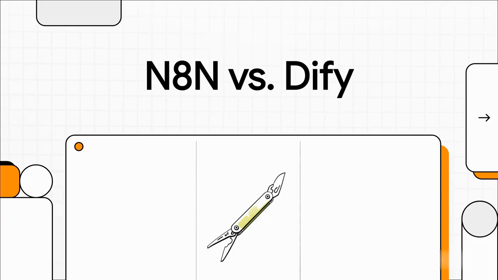So, you're trying to pick the right tool for your next big project. And it can feel like a pretty high-stakes decision, right? Especially when you've got two powerhouses like N8N and Dify staring you down. They're both fantastic. They're both open source, but here's the thing. They're built to solve completely different problems. So, over the next few minutes, we're going to break it all down and figure out which one is the perfect fit for what you're trying to build.